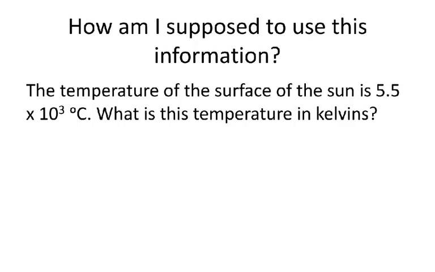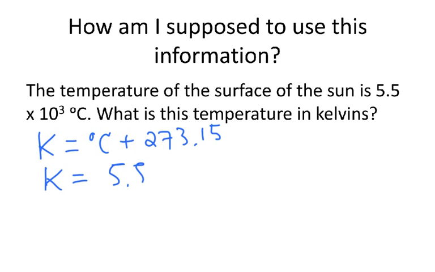So let's just do one conversion of degrees Celsius to Kelvin. You should probably pause this and make sure that you can do it on your own. So the first thing you want to do is write the formula. Kelvins are equal to degrees Celsius plus 273.15. So you can just sub in 5.5 times 10 to the third.